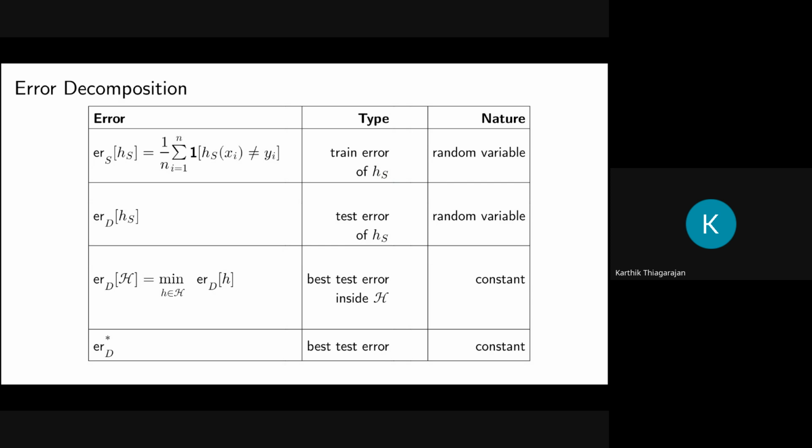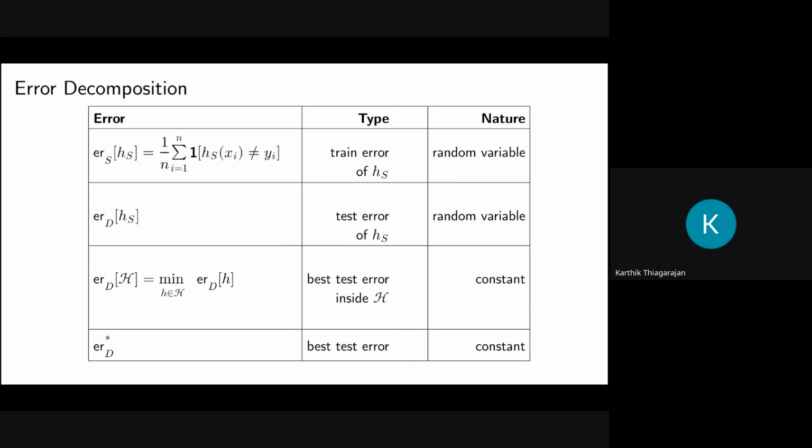Okay, so here you have to be clear about what is a random variable and what is a constant. When I say constant, it is some deterministic number, not a random variable. All these four values are real, by the way. They are not vectors, they are all scalars. But the first two are random variables, meaning as you sample a different set of data points, you will get a different h_S, you will get a different train error, and therefore a different test error also. So both of these are random.